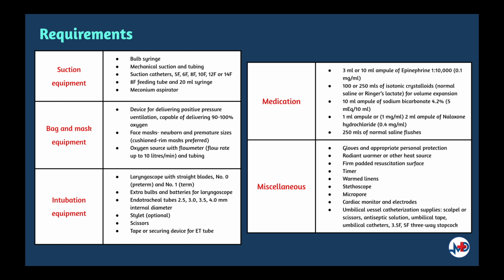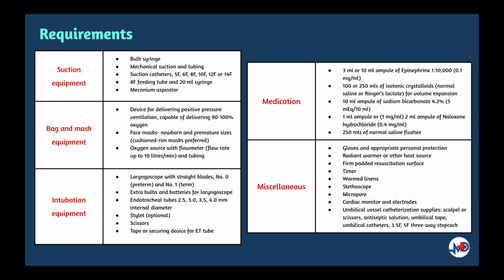You will also require intubation equipment, and these are a laryngoscope with a straight blade, extra bulbs and batteries for the laryngoscope, the endotracheal tubes, stylet, scissors, tape, or a securing device for the endotracheal tube. Next would be preparing the medications, and these include adrenaline, isotonic crystalloids, ampules of sodium bicarbonate, naloxone, as well as normal saline flushes.